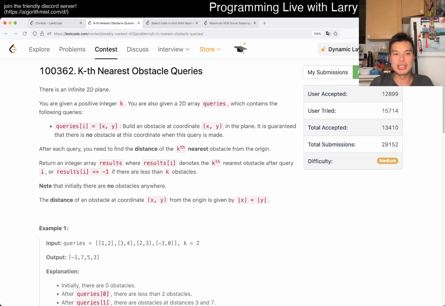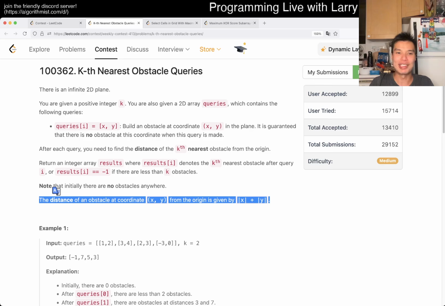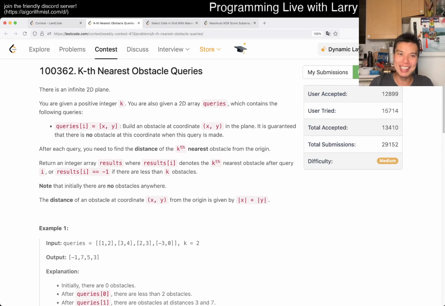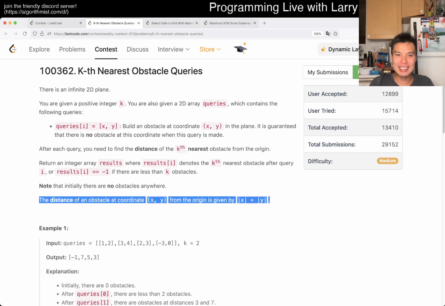I don't really have much to say about this one. I don't know why they were unclear about this, with the distance definition only at the very end, because this definition should be at the very beginning. This is not the default definition of distance. But it doesn't really matter, honestly.